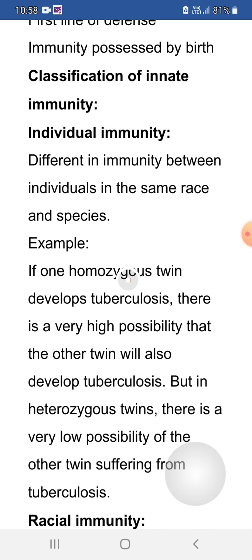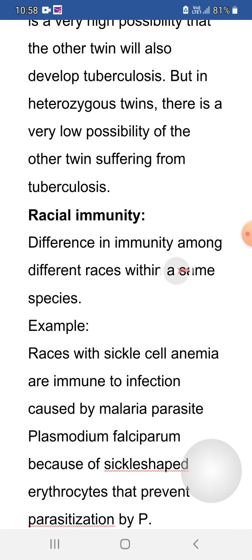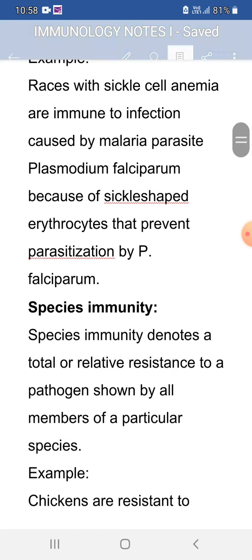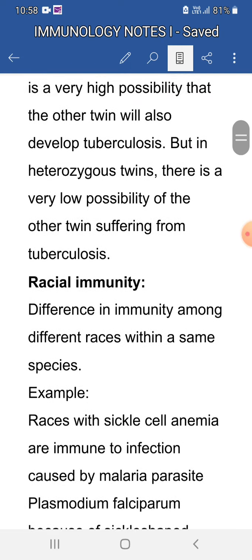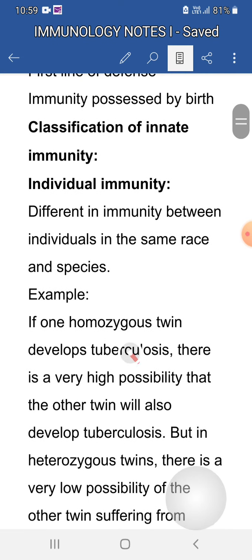Innate immunity is divided broadly into three. We have individual immunity, then we have racial immunity, then we have species immunity. Let us look at each of them in a bit of detail. We'll start with individual immunity.